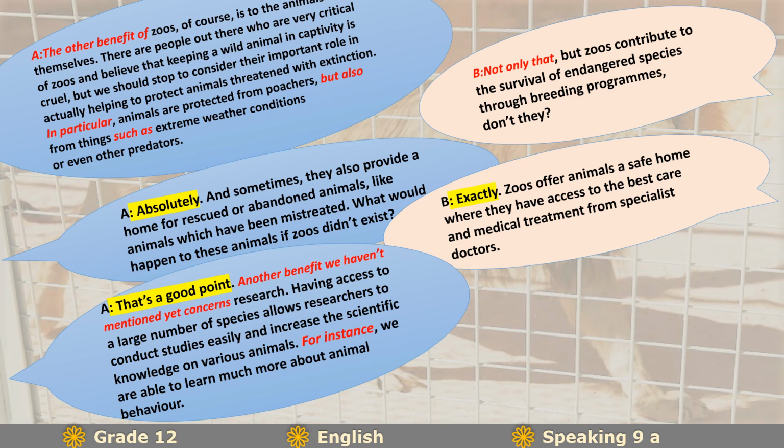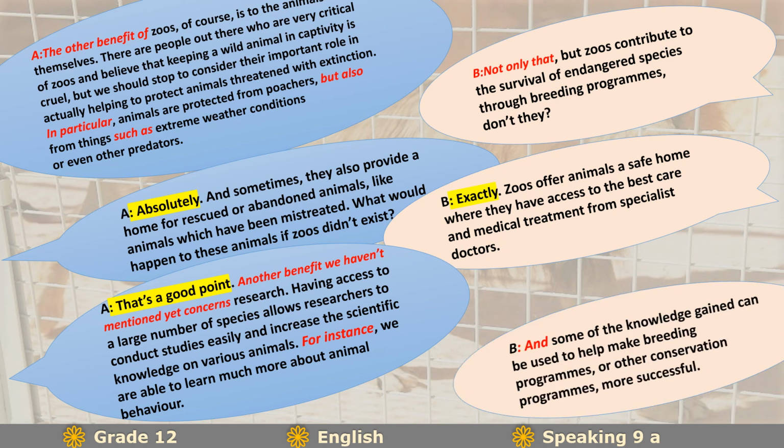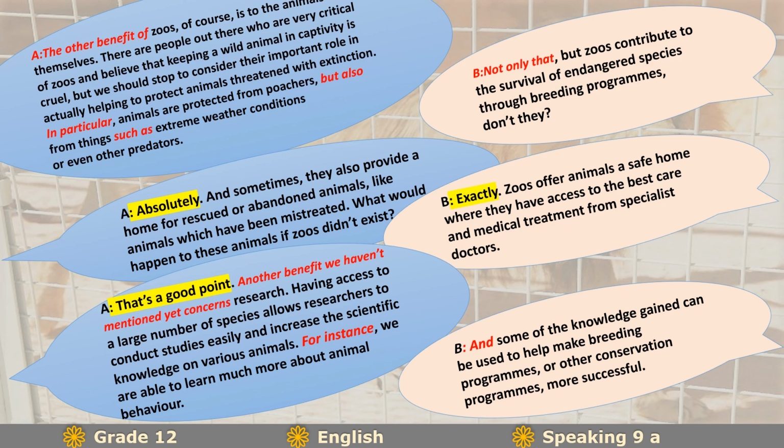That's a good point. Another benefit we haven't mentioned yet concerns research. Having access to a large number of species allows researchers to conduct studies easily and increase the scientific knowledge on various animals. For instance, we are able to learn much more about animal behavior. And some of the knowledge gained can be used to make breeding programs or other conservation programs more successful.